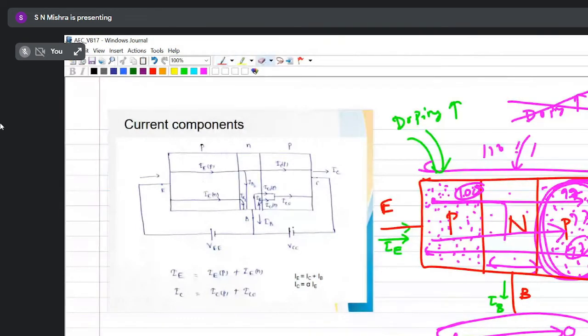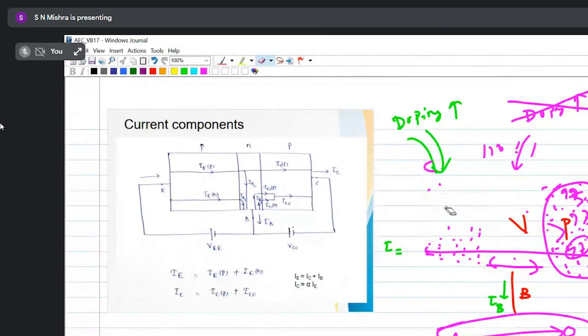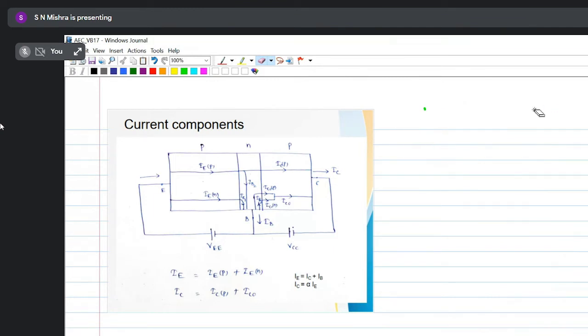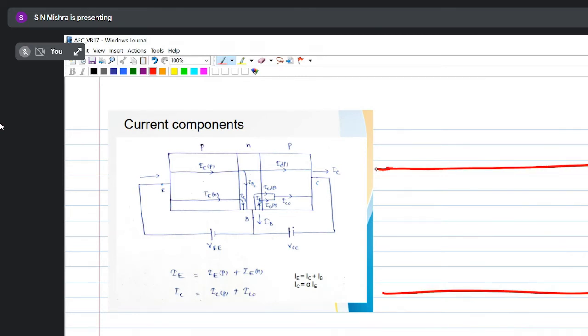Now we'll see, once we understand the basic things, then we'll go for the current components. So what are the current components present in the diode or transistor? We'll see. Same picture, I'm drawing it in a bigger way. You just see here. I'll explain.